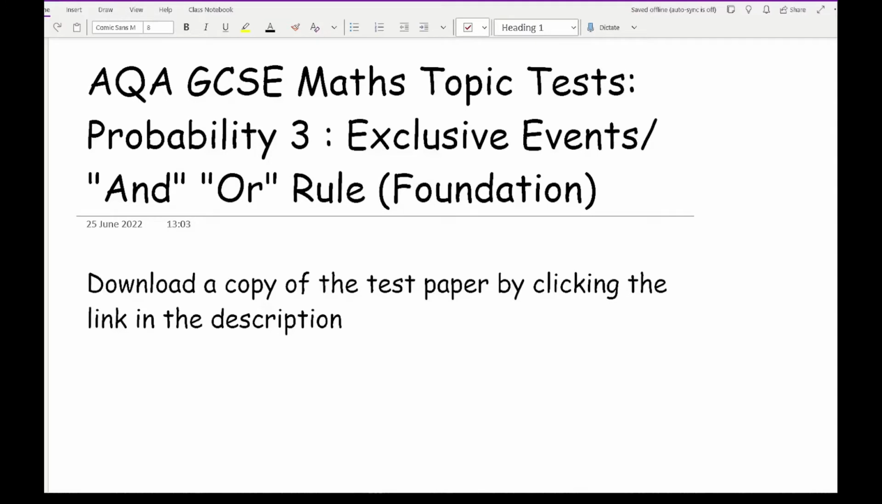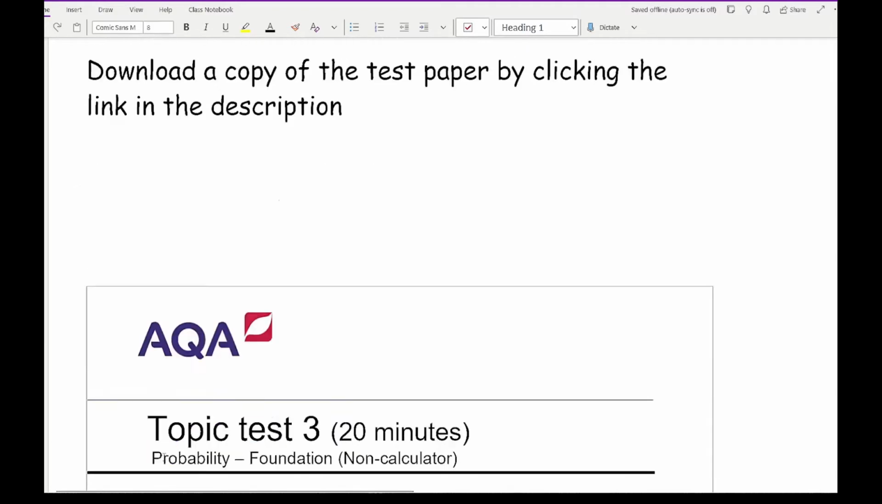Now before we get started, it's worth mentioning that all of these questions are deemed to be non-calculator, so it's really important that you do show clear working out and also simplify your fractions where possible. So let's have a look at question 1.